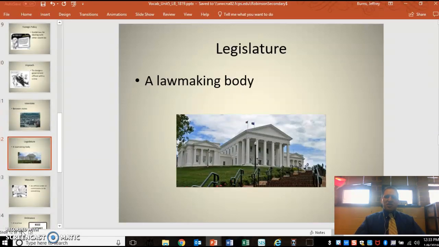All right, legislature is a lawmaking body. So an example of this would be Congress, the General Assembly at the state level, Board of Supervisors at the county level, city or town council at the city level, I'm sorry.